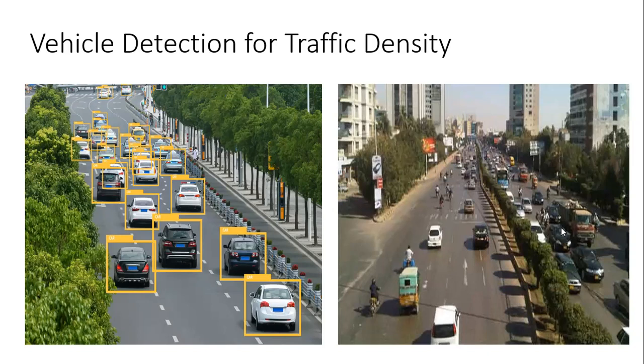So for example, here in this image, I want the system to say that all of these are cars. I want it to detect each car. I want it to say that these are buildings, that these are trees. This is a lane.